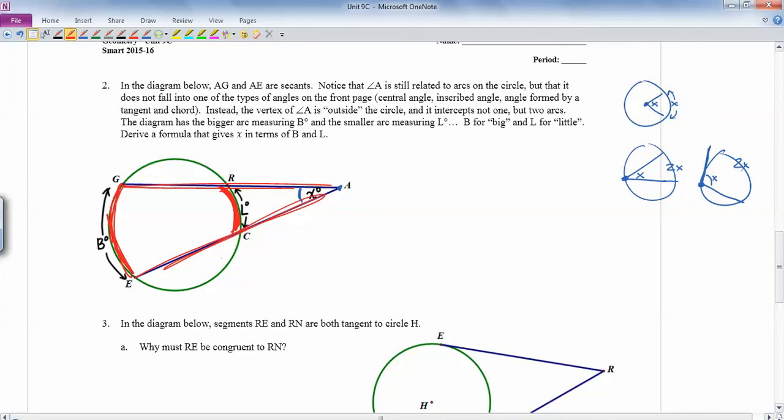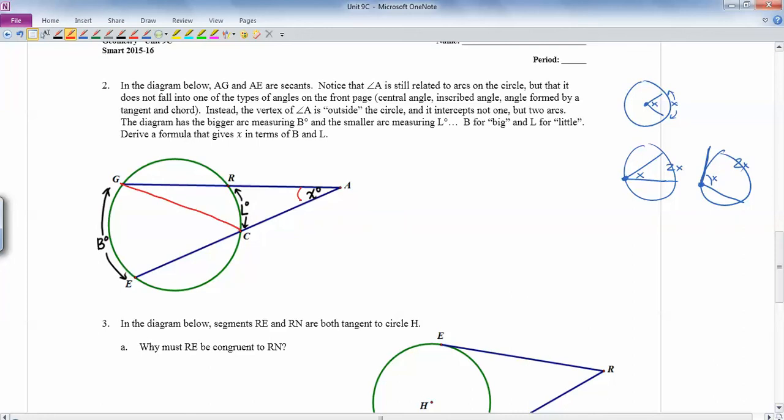Now you can use whatever letters you want, but I just think B and L are kind of intuitive. So big and little arcs. Now this one's a little complicated, but the way to figure out what x is in terms of those 2 arcs is to create a chord in here. So we could either do e to r or g to c. I'll just choose g to c right here.